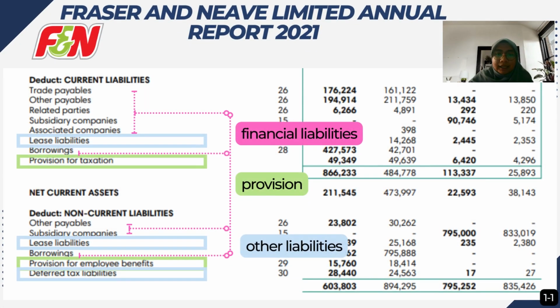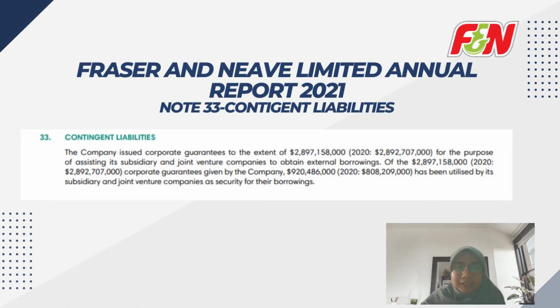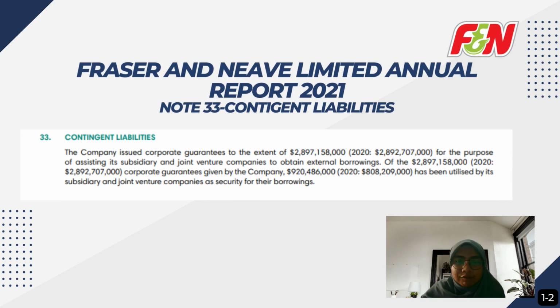As you can see, here is the statement of financial position of Fraser and Neave Limited. We have group accounts of financial liabilities, provisions, and other liabilities. And also, they are not accounted for by Fraser and Neave Limited in contingent liabilities.